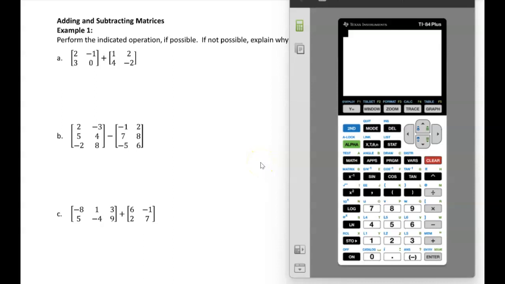Okay, we're going to go over some tricks to enter matrices in your calculator. So these are some examples from our notes. Let's go ahead and look at how to actually enter a matrix in your calculator.